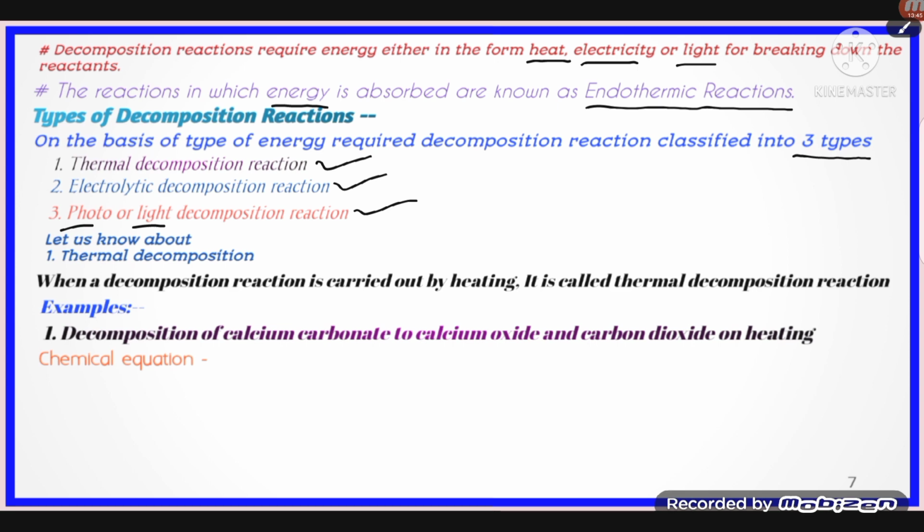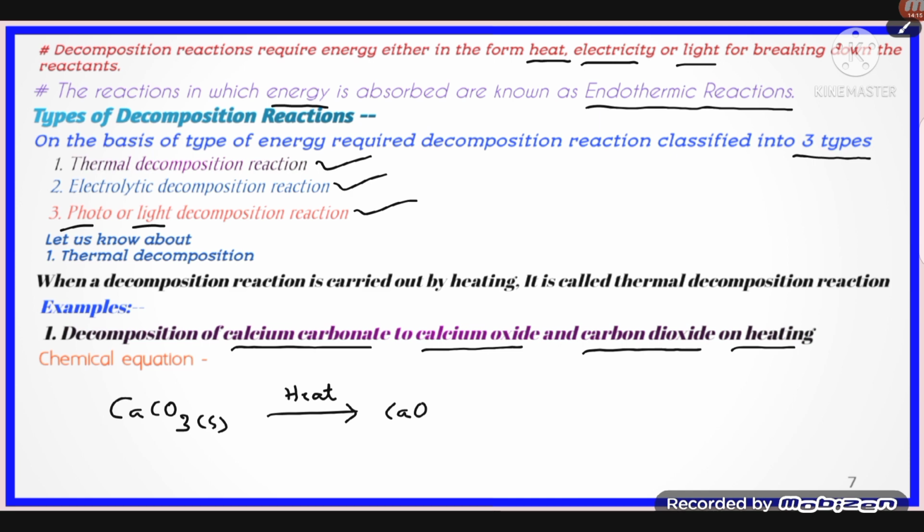Example: decomposition of calcium carbonate to calcium oxide and carbon dioxide on heating. Equation of this reaction: calcium carbonate, CaCO3, solid state, when it is heated, it decomposes to calcium oxide and carbon dioxide.